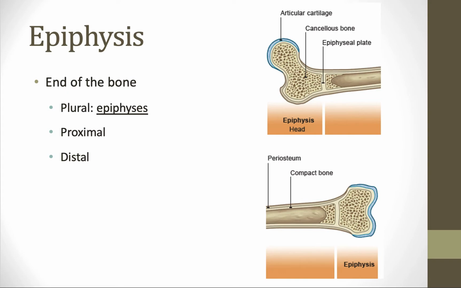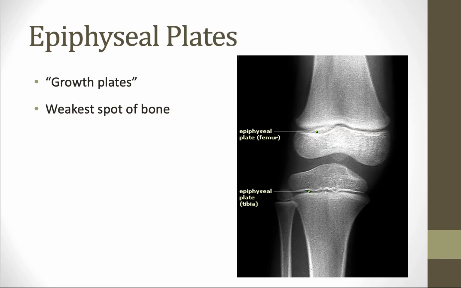Next, you have the epiphysis. The plural of epiphysis is epiphyses. You have one at each end of the bone, a proximal one closer to the trunk, and a distal one further from the trunk. So this is the end of your bone. Your epiphyseal plates are your growth plates. These are the weakest part of your bone because it's actually made of cartilage, not of hard calcified bone.